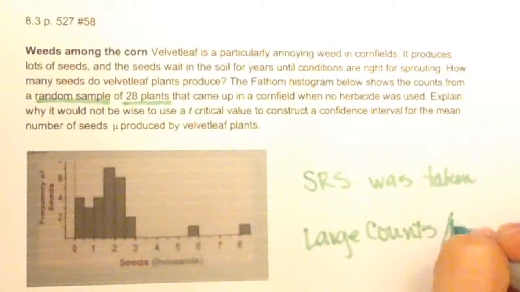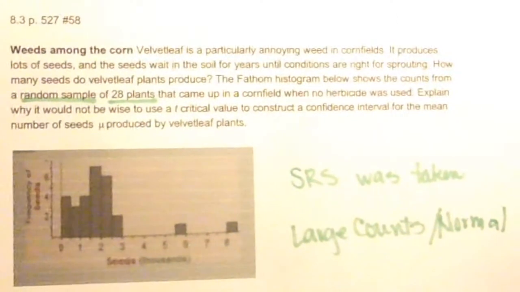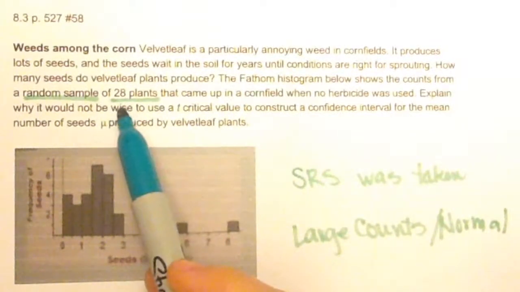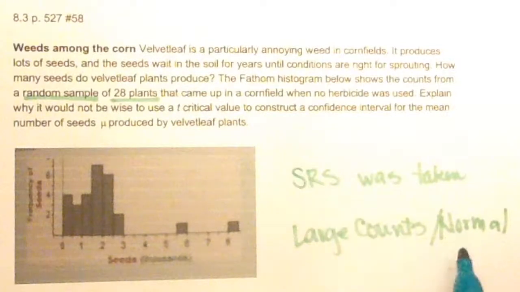or normal condition. Now remember, the t-test was a pretty strong test. It stood up pretty well against a little bit of skewness. Now we know the large counts condition isn't met because 28 plants isn't greater than 30. Then we have to check the normal, or at least not strongly skewed or no outliers.